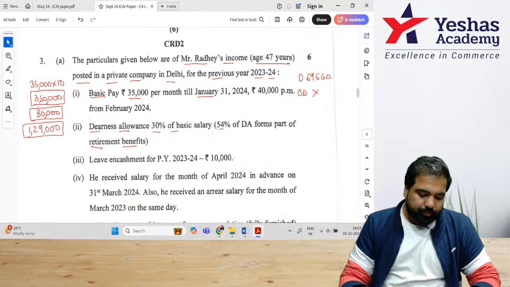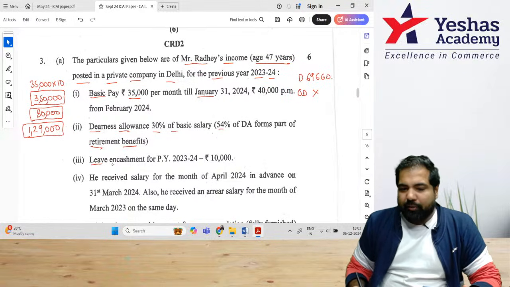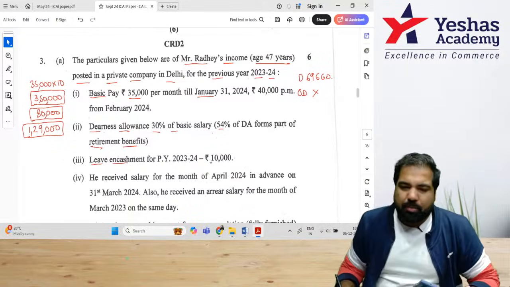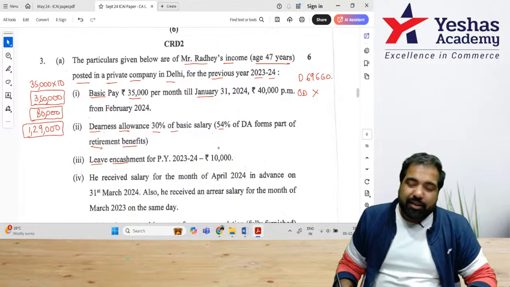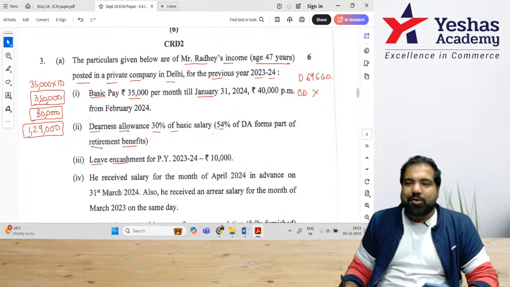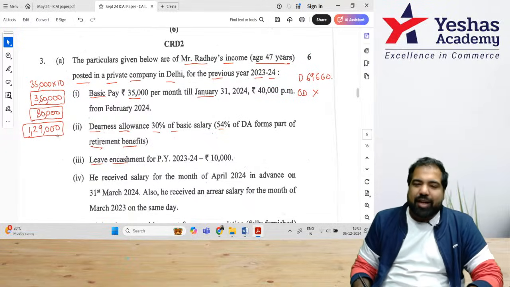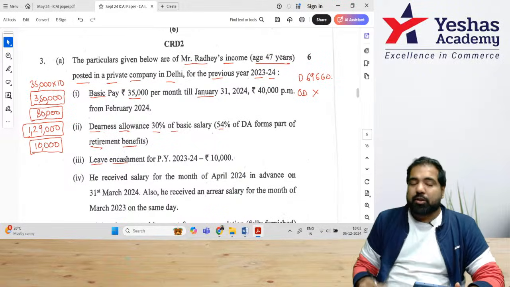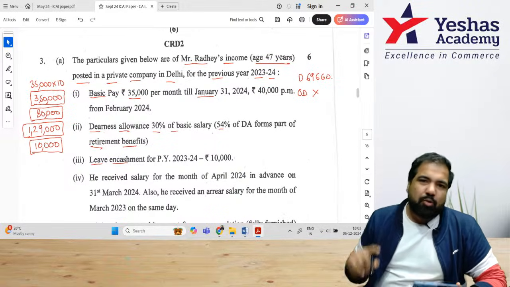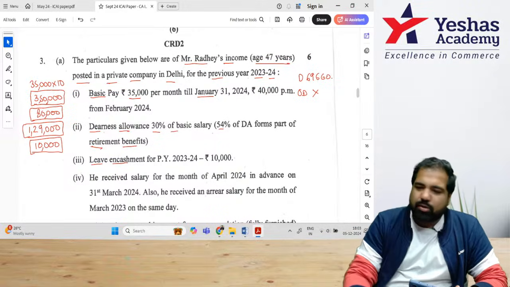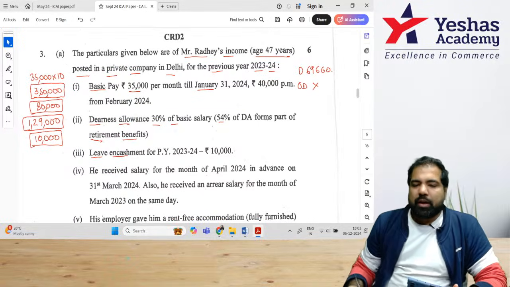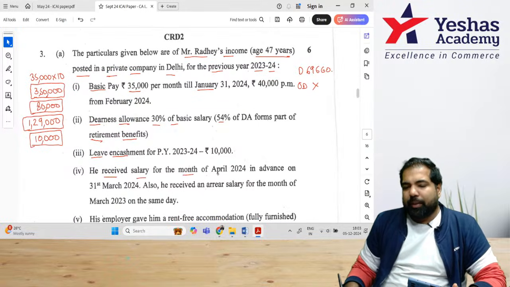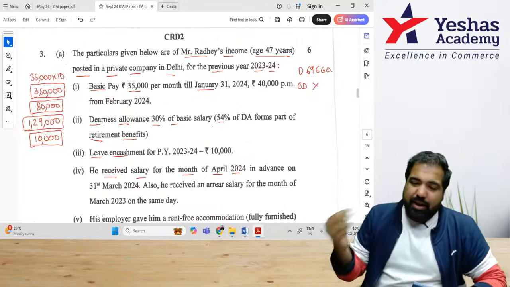Yes. Now, leave encashment, basically that means some leave was not taken. If you don't take leaves and you go to office every day, guys, they pay you money. So that is also taxable, that is 10,000. And if you're not understanding this, guys, repeat the shortcut that I gave you, that any amount going from the master to the slave is taxable. So this one is taxable. He received salary for the month of April 2024, that is next year's salary, in advance.